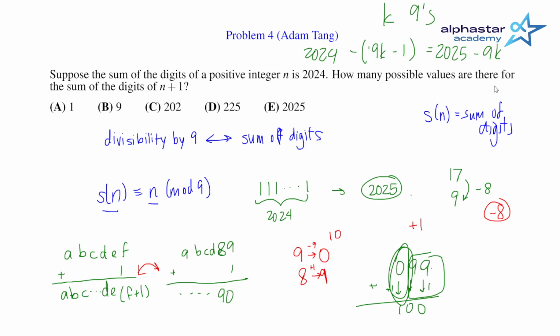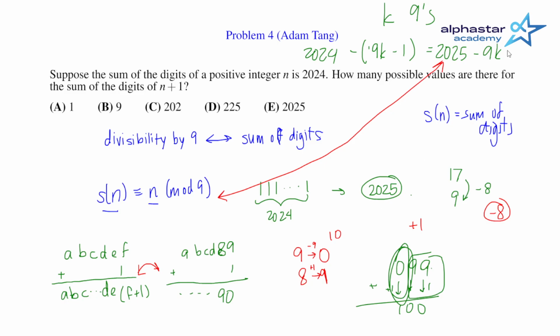This actually confirms the idea that we had here. The sum of the digits of n plus 1 also increases by 1 if you think modulo 9. If we have a number whose sum of digits is 2024, then that number must have left the same remainder when divided by 9 as 2024 itself. And when we add 1, it should leave the same remainder as 2025. Therefore, the sum of the digits must also be equivalent to 2025 modulo 9.